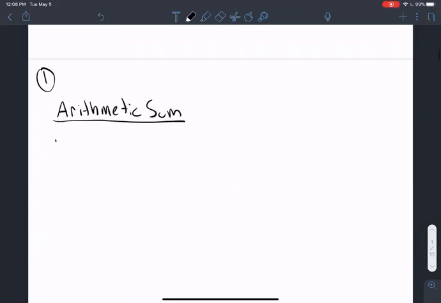The easiest example is 1 plus 2 all the way to some number. Actually, I'll use m instead. The important thing here is that between successive terms, you're adding a constant. In this case, it's 1, but it doesn't need to be 1. It could be 10. It could be 3, as long as it's the same number that you're adding.